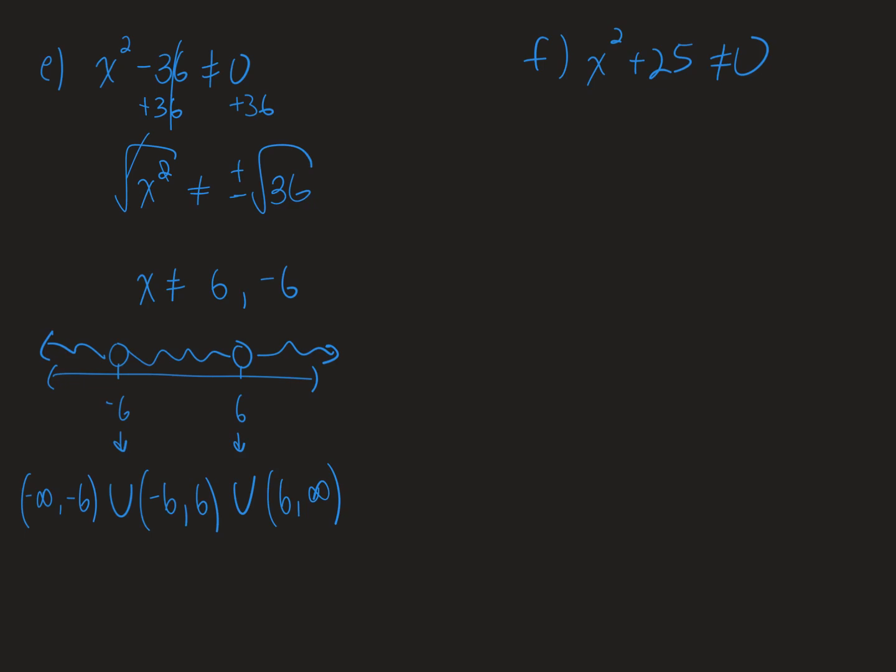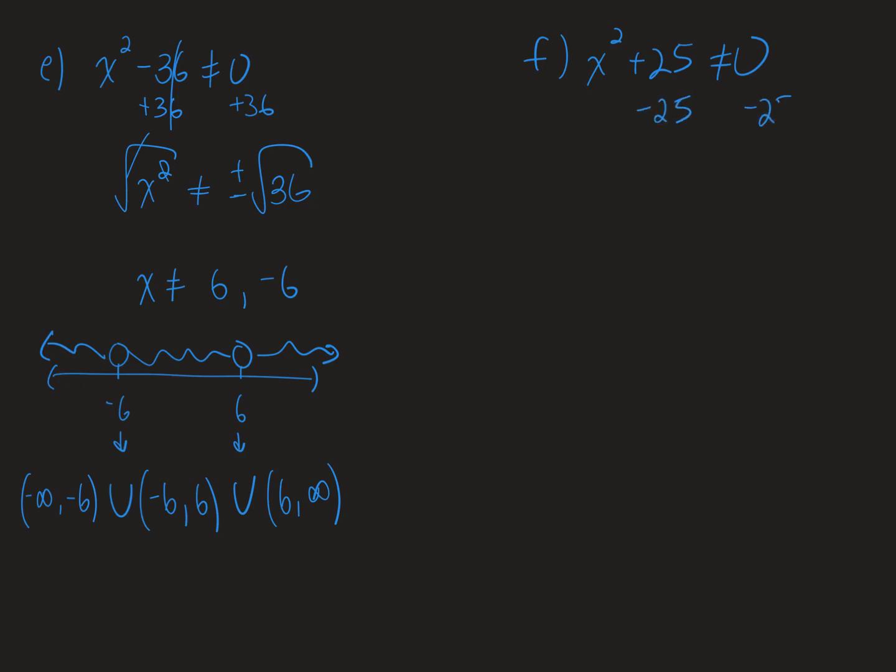Now, this finding the domain technique could be used with quadratics that are 3 terms as well. And if you see a denominator with 3 terms, you will most likely be factoring instead of using the square root property. Now for part F, we're just going to follow a similar process.